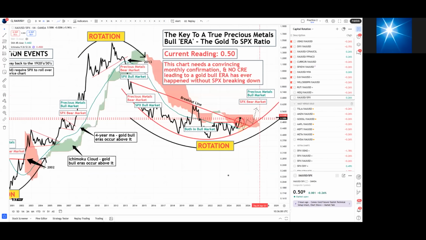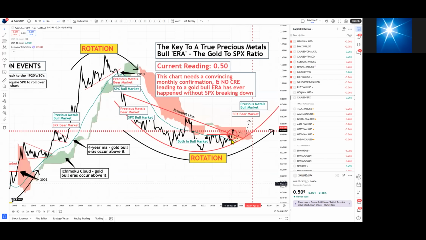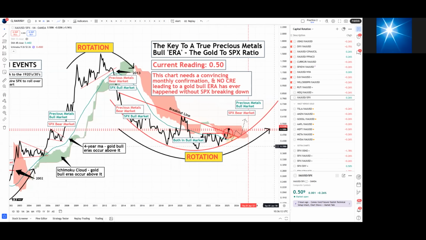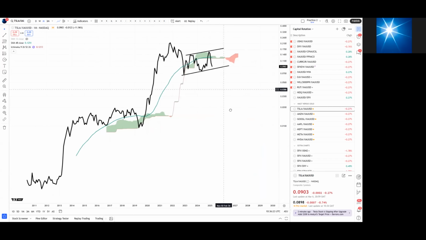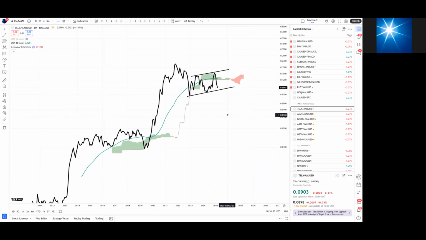This is gold versus the S&P. So breaking out and breaking upwards. So gold breaking out versus the S&P is suggestive of a gold bull era. Now turning to the Mag 7, this is Tesla versus gold. Looking like a bear flag here.